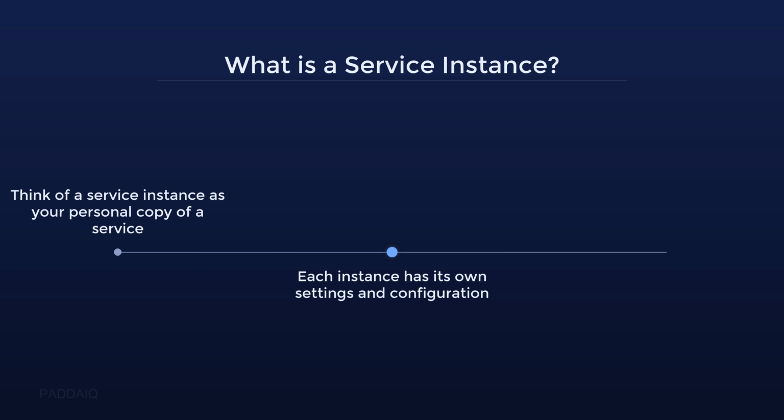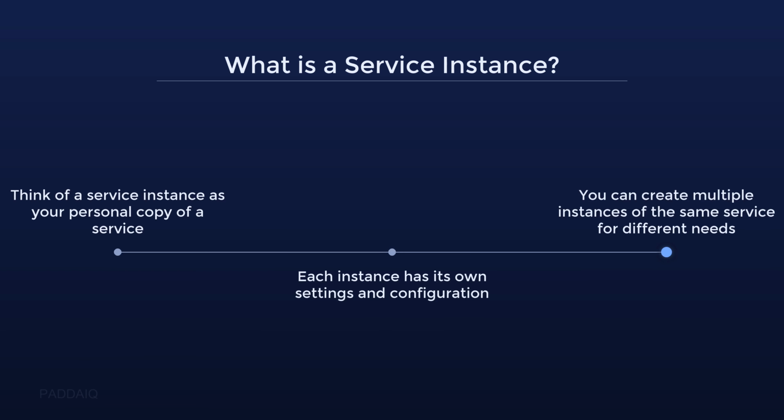Each instance has its own settings and configuration. This means you can customize it independently, like setting up different security levels or data storage options. For example, one service instance could be for development with test data, while another is for production with live customer data. This separation ensures each environment operates with its specific requirements.